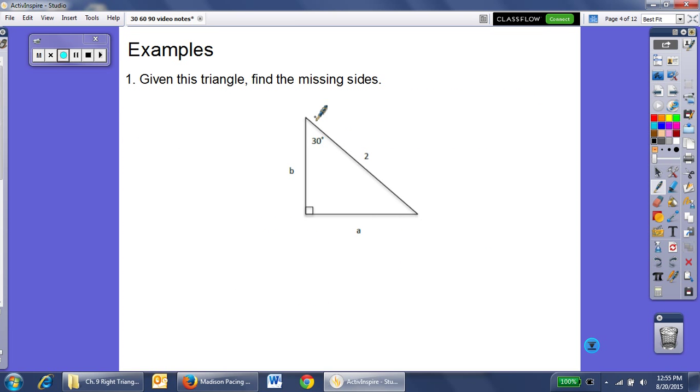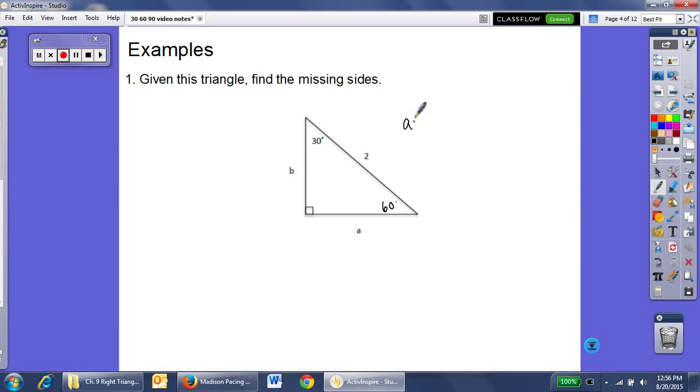In example 1, it says, given this triangle, find the missing sides. We're given it's a special triangle because it has 90 degrees here, 30 here, which means the leftover would have to be 60 degrees here. As we think of a strategy, you might be thinking, why don't I just use the Pythagorean theorem, since that's what we've done all along? We could try it since it is a right triangle, but look what happens.